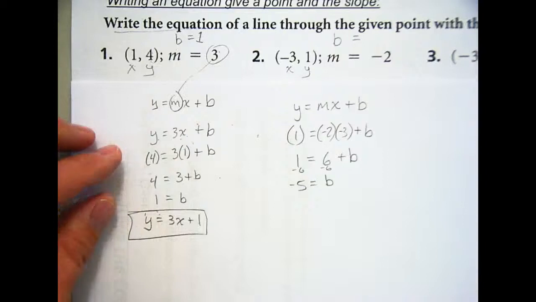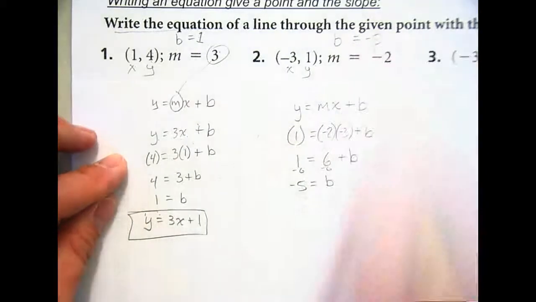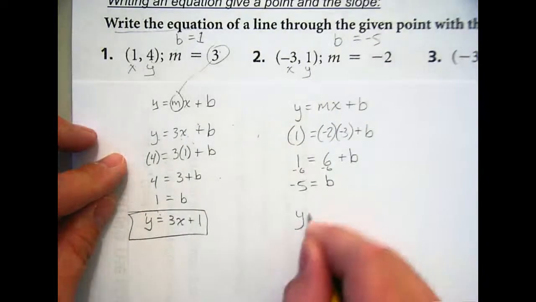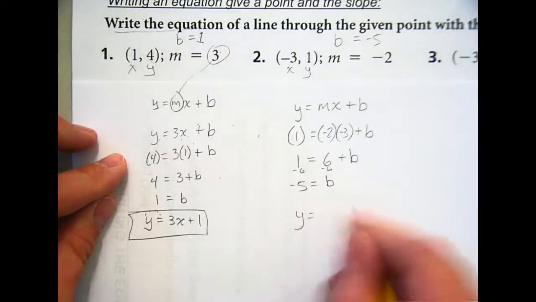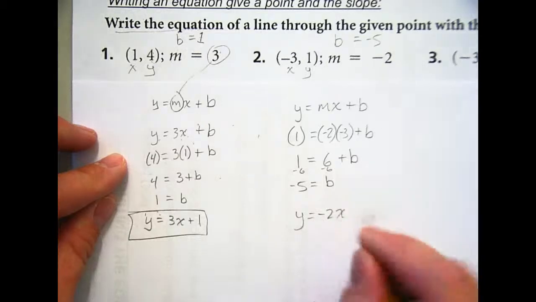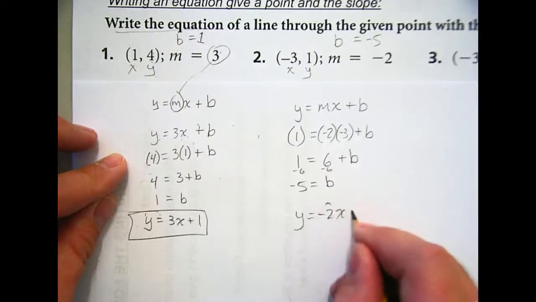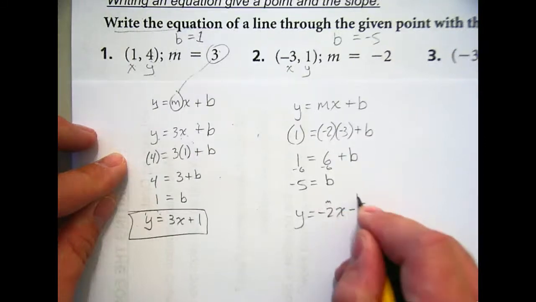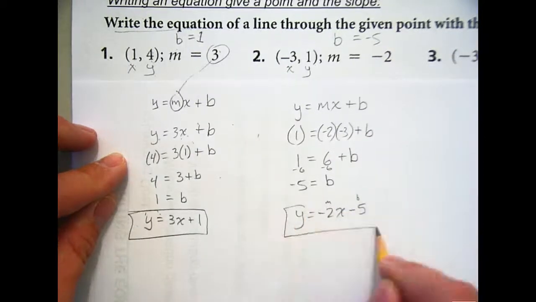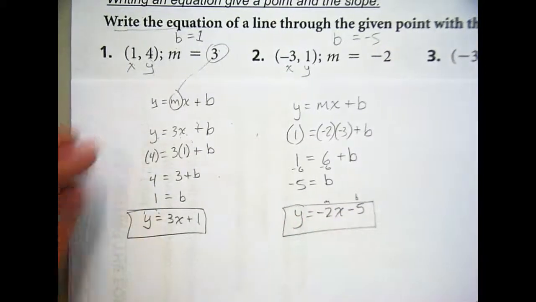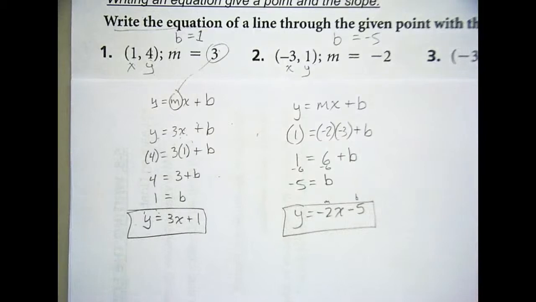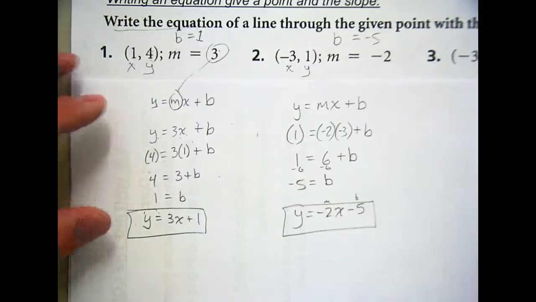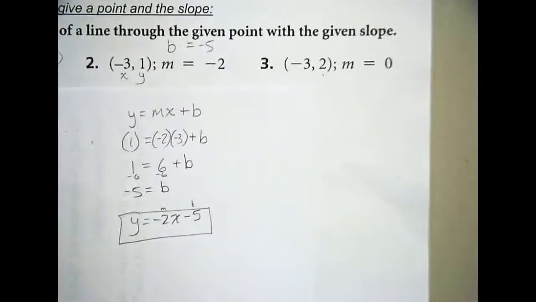How many got b equals -5? Good. So the equation y equals -2x, so that's our m, plus -5, or just -5, that's our b. Questions? All right. Why don't you try one more there? Try number 3.